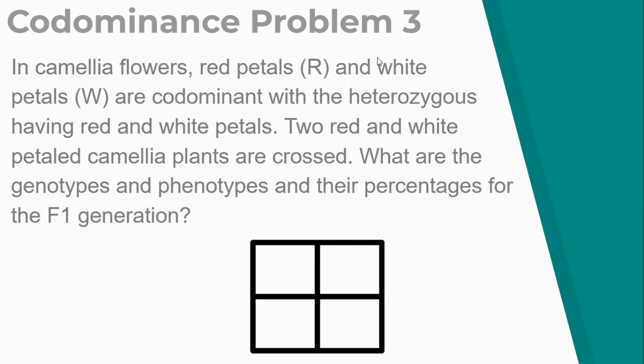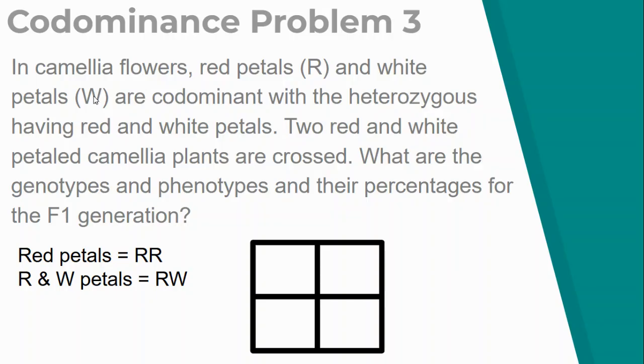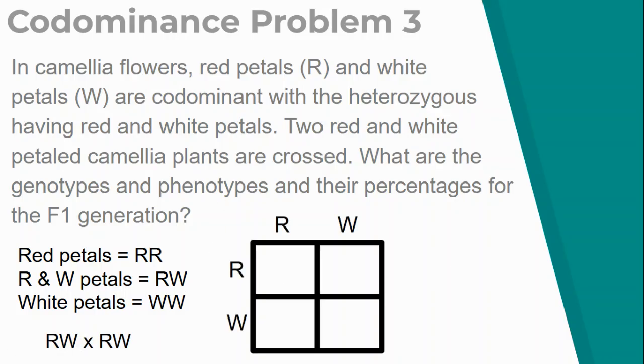So defining our variables, red petals would be RR. Our heterozygous would be RW, and that'll be red and white petals. And then WW will be white petals. We're crossing 2 red and white petaled plants, so that's going to be RW by RW. Plugging those into our Punnett square, these are the babies that you should have gotten.